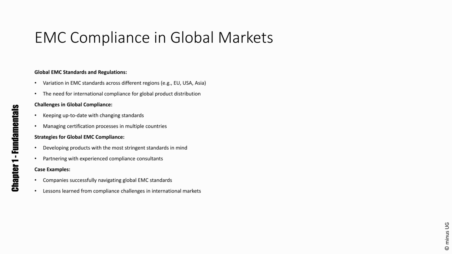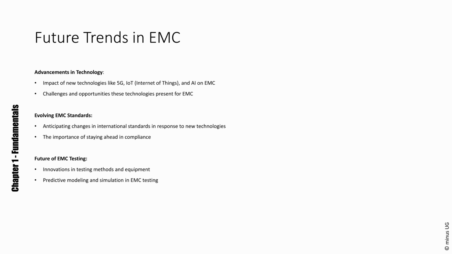Case examples. Companies that successfully navigate global EMC standards often serve as benchmarks in the industry. These companies manage to balance product design, functionality, and compliance, turning the challenge of EMC regulation into a competitive advantage. Lessons learned from these companies often highlight the importance of proactive compliance planning, the benefits of early and continuous testing throughout the product development cycle, and the value of expert consultation. These case examples provide practical insights and best practices that can be applied by other companies facing similar compliance challenges in international markets.